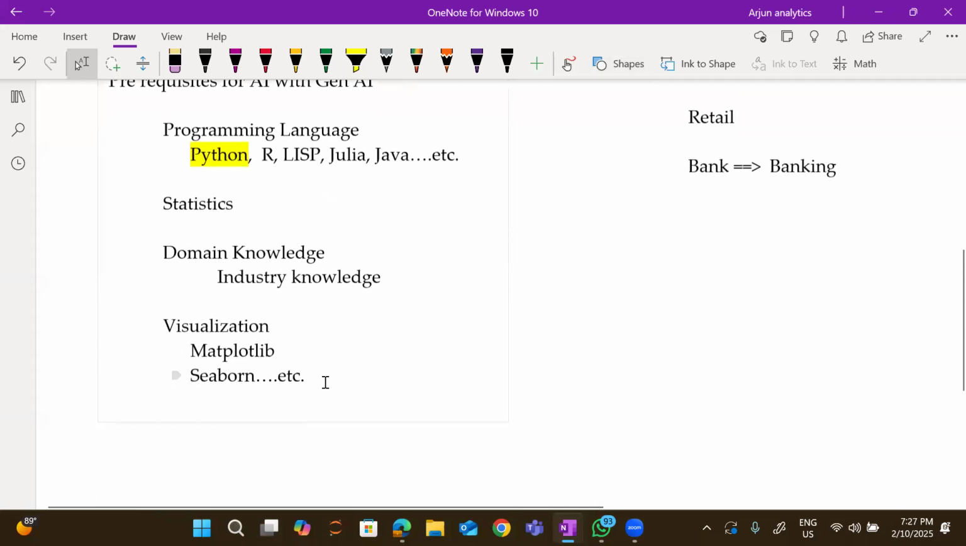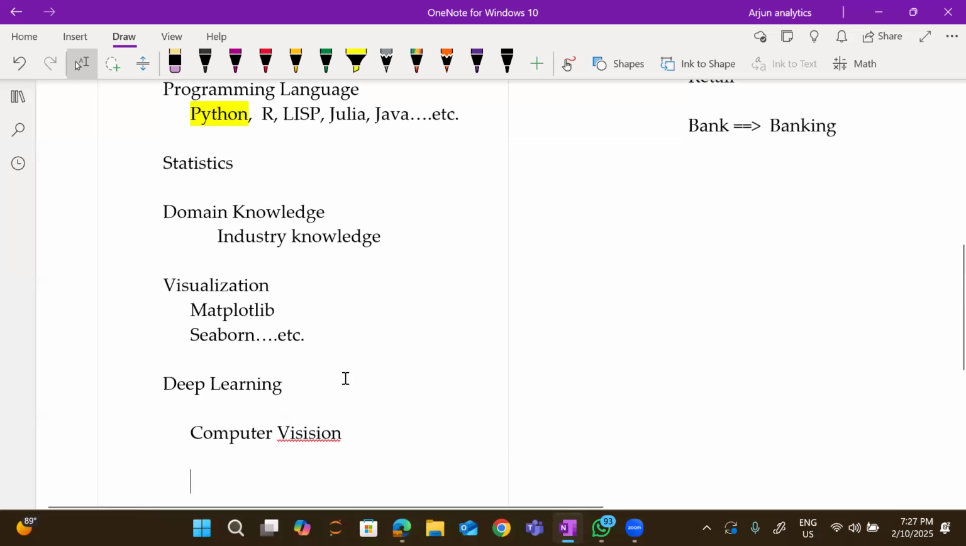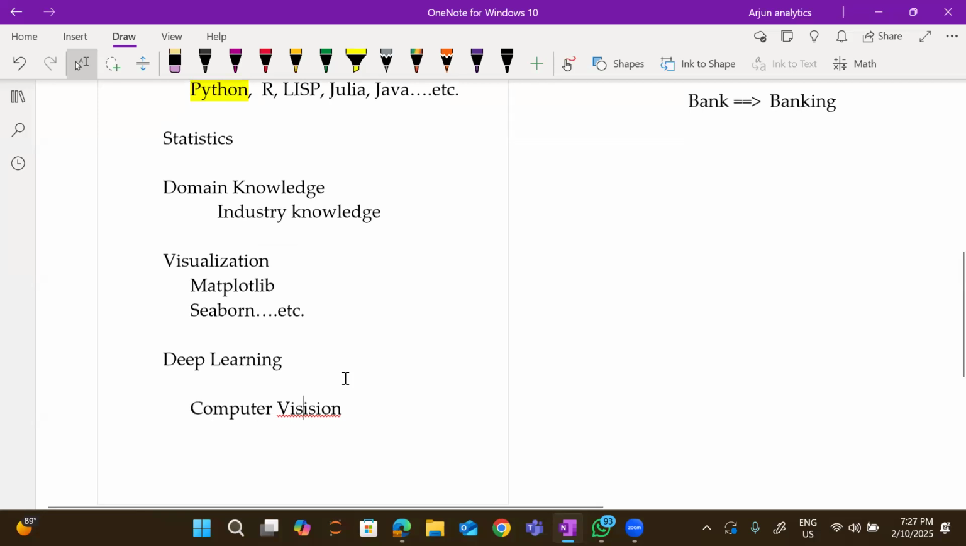And apart from this, you have to know deep learning. In deep learning, there will be two concepts. One is called computer vision. The next one is natural language processing.